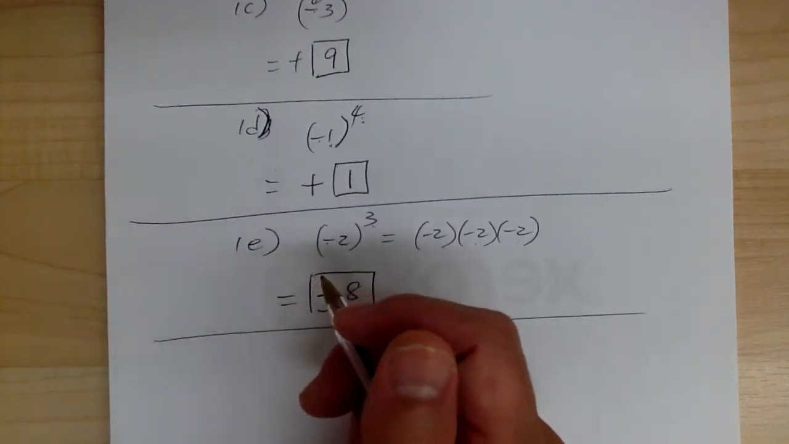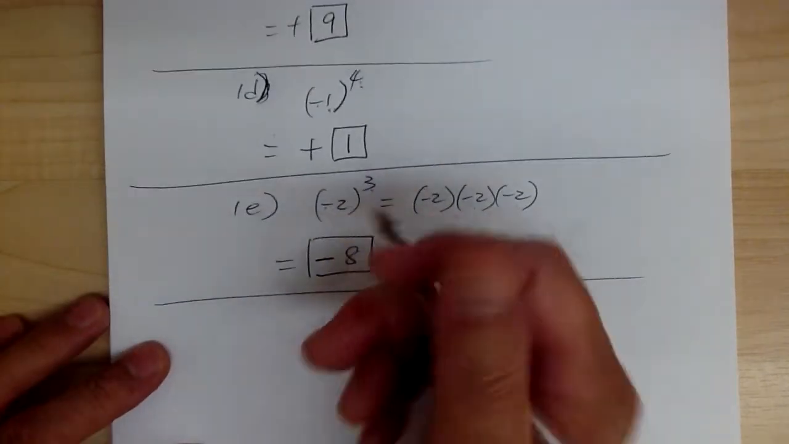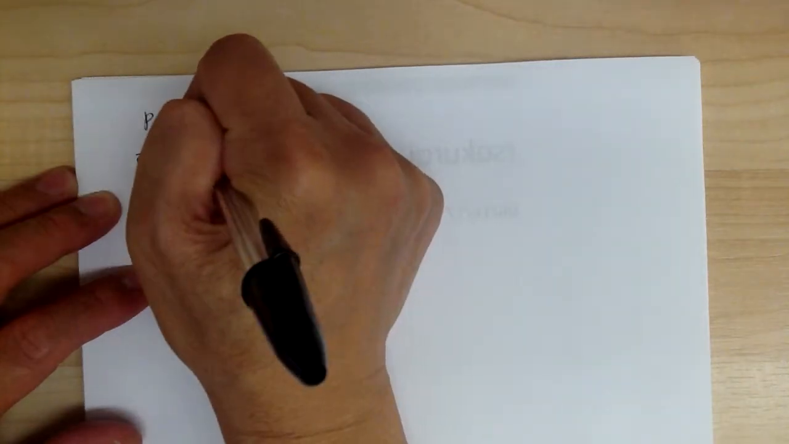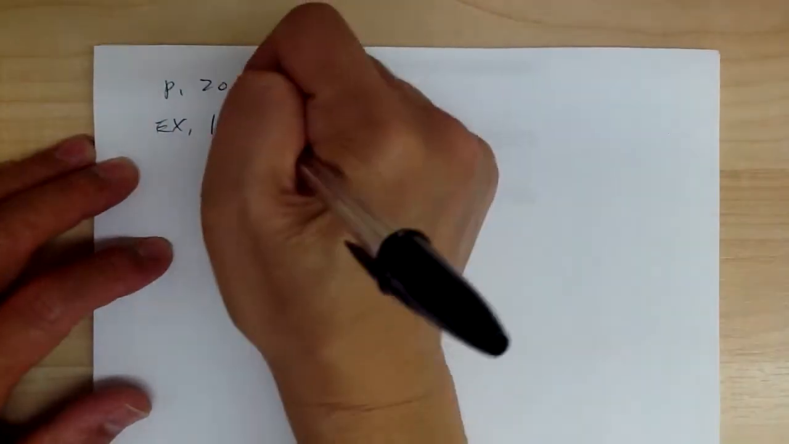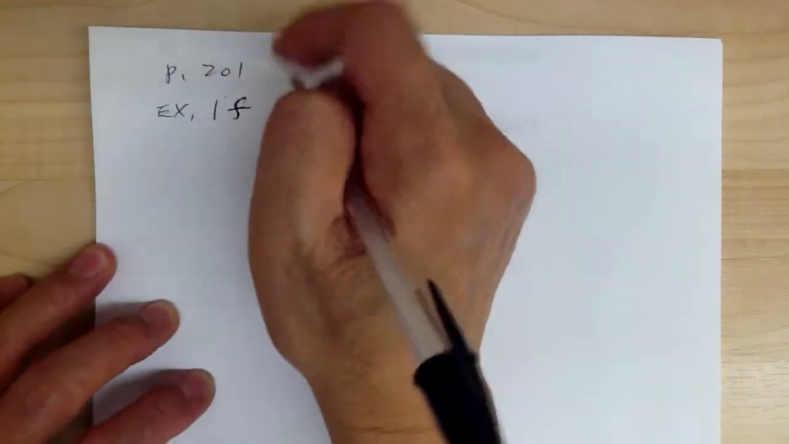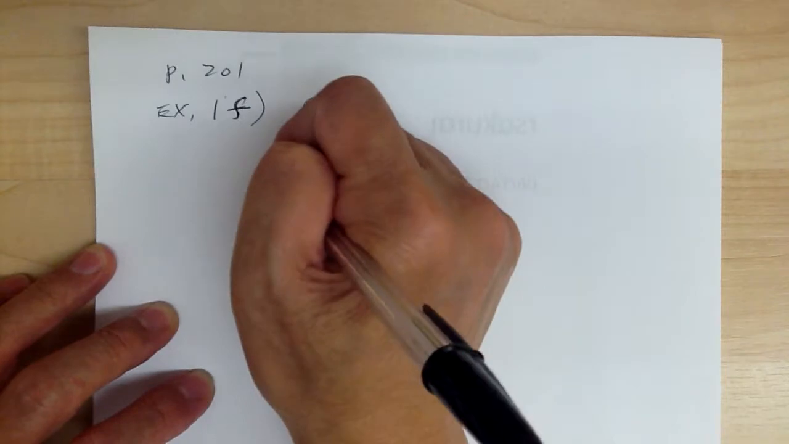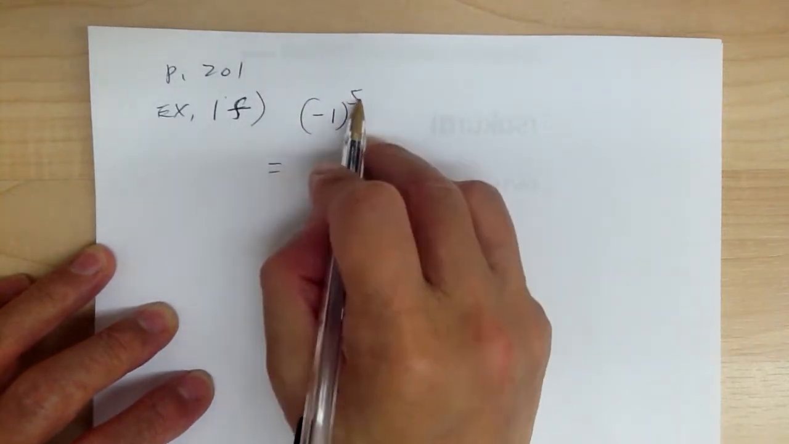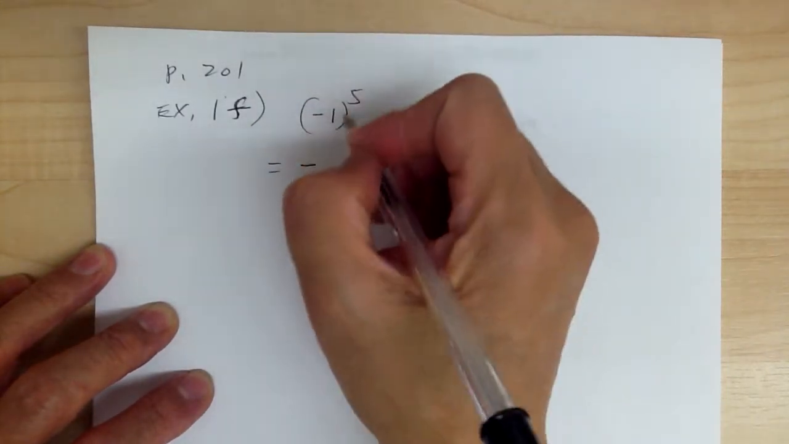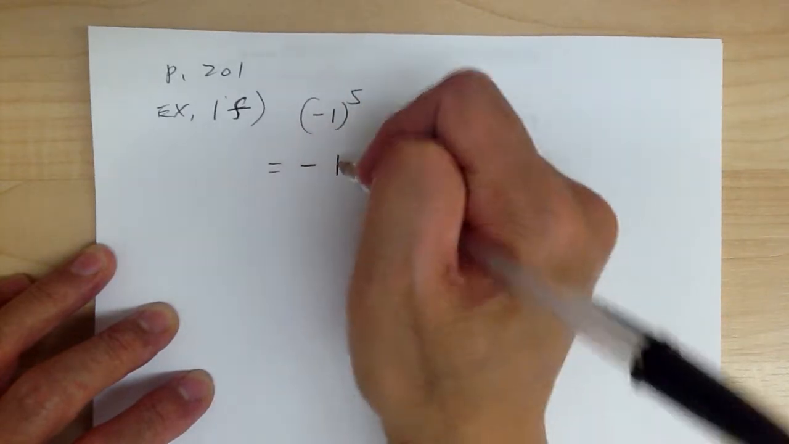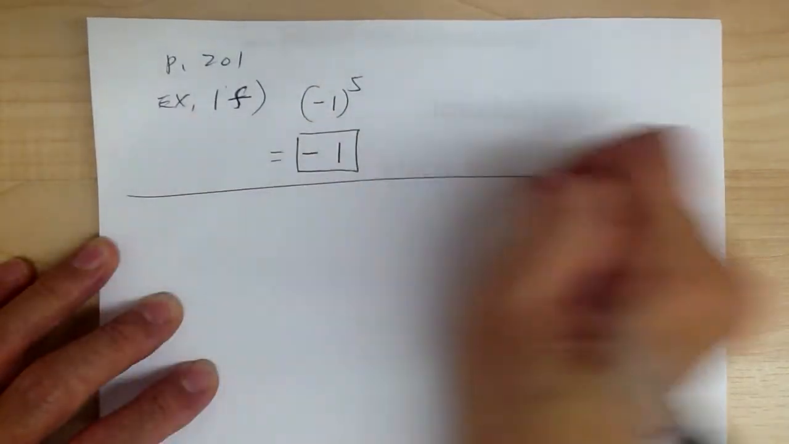Okay, let's go to example 1f. Let's go and get a new sheet of paper. Okay, example 1f, you have -1 to the 5th power. There are 5 negatives, right? So it means you're going to get negative. And 1 to the 5th power means 1 times 1 times 1 times 1 times 1. So you're going to equal 1. So the answer would be -1.